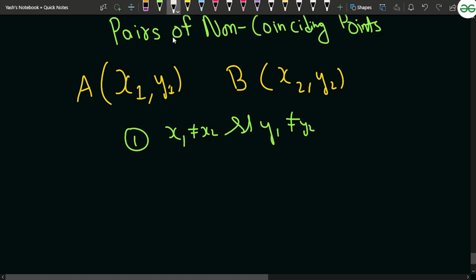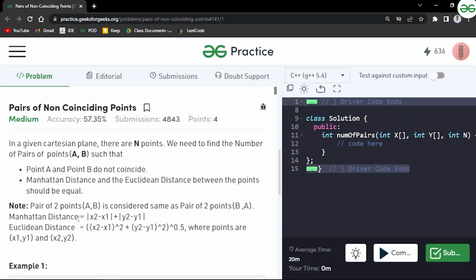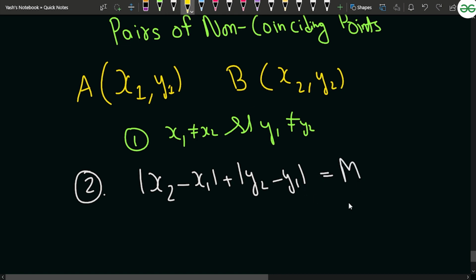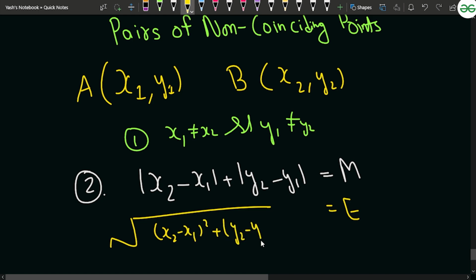Apart from this, the second condition that's given to you is that you have to count all those pairs of points which have the same Manhattan distance and Euclidean distance. Now what is Manhattan distance? If you see the definition, it's nothing but mod of x2 minus x1 plus mod of y2 minus y1. This is the Manhattan distance, let's denote it by m. And the Euclidean distance, let's denote it by e, is nothing but the square root of (x2 minus x1) whole square plus (y2 minus y1) whole square.